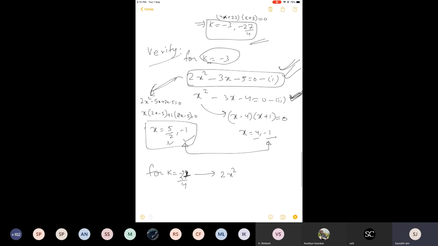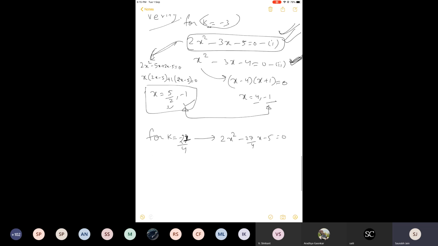Now the equation will change. This will be the equation. The second equation, however, will be the same because there was no term of k. Now again you will solve these two equations and you will get again one common root. So this is the meaning of the question.